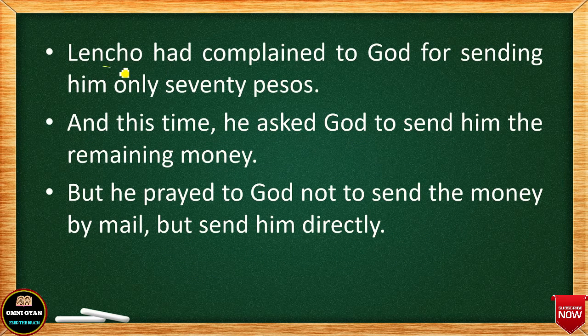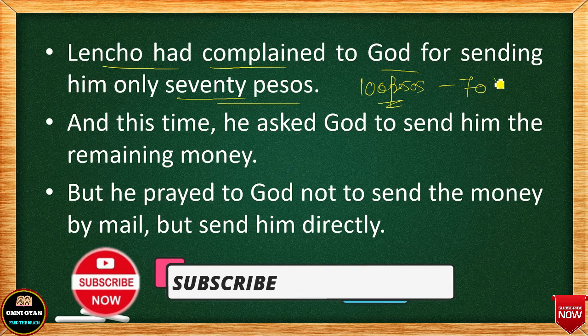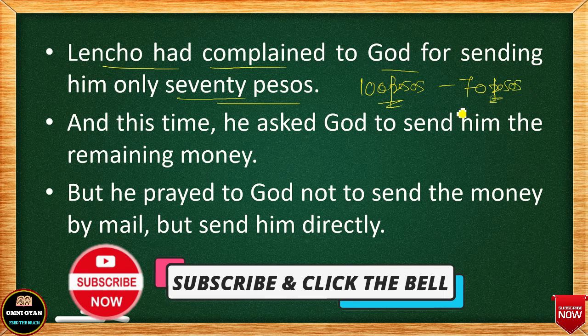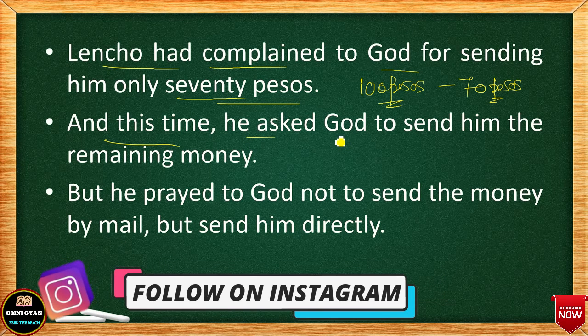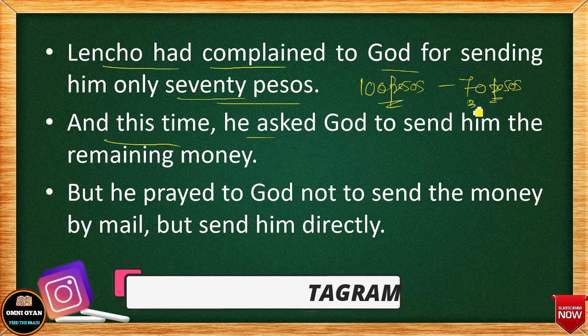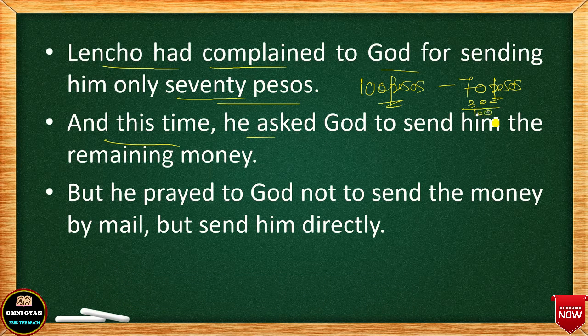Lencho had complained to God for sending him only 70 pesos. He complained to God that, God, I had asked 100 pesos from you, and you sent me only 70 pesos. Why is it like that? And this time he wrote, please God, send me the rest of the money. The remaining 30 pesos, please send me. 70 and 30 becomes 100. So he asked God to send him the remaining amount.